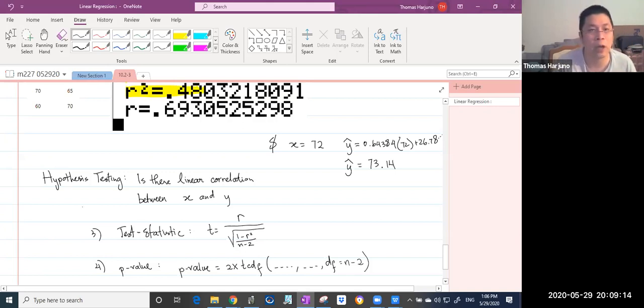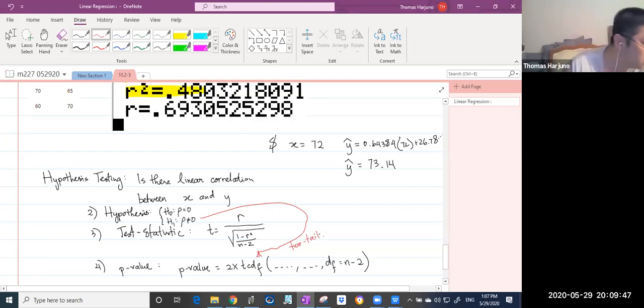Maybe I should say, what do we have in step 2, the hypothesis. The null hypothesis is rho equals 0. The alternate hypothesis is rho is not equal to 0. That's why later on the p-value will be two-tailed. But again, I will not ask you the hypothesis testing case for linear correlation. Okay, this is only for your future use, if you ever need this though.